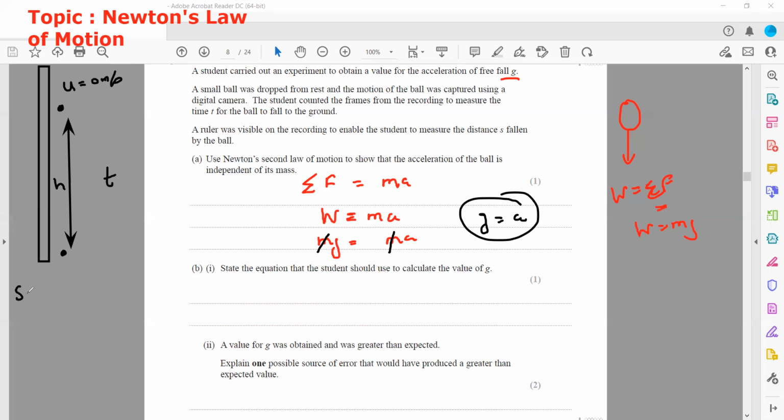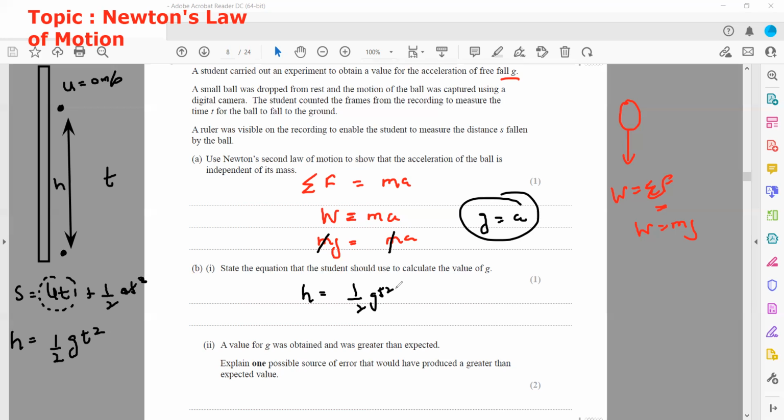So we have this equation s equals ut plus half at squared, in which u is equal to 0, acceleration is due to gravity, and s is h. Because u is 0, this whole term will be 0. So h equals half g t squared. So we can use this equation h equals half g t squared to find the acceleration due to gravity, or we can plot a graph between the height on the y-axis and time squared on the x-axis, and the gradient will be equal to g by 2.